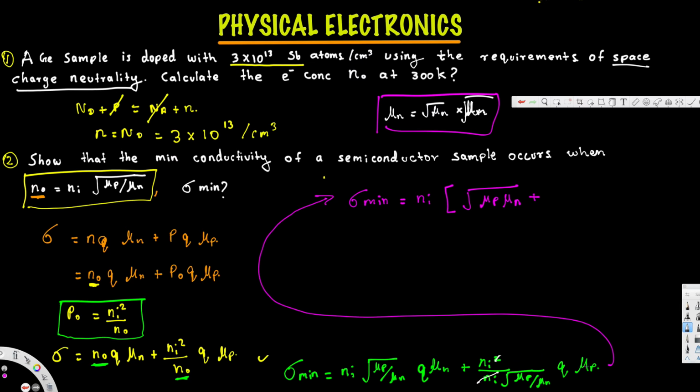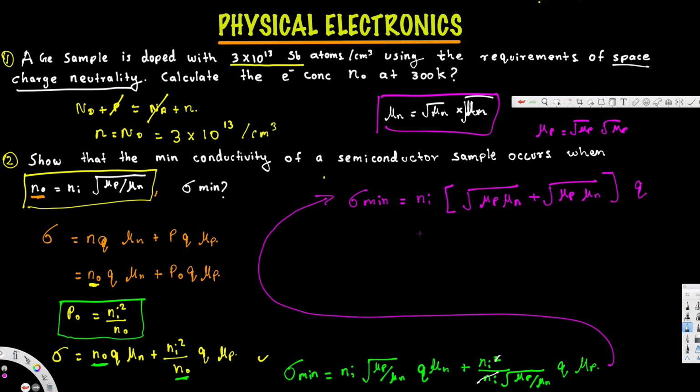This mu p cancels with this mu p. In the same way, when we have mu p, we can write it as square root of mu p times square root of mu p. So one of them will cancel with the denominator mu p, and we will end up with square root of mu p times mu n. And we also have q remaining, so we have to write that outside.